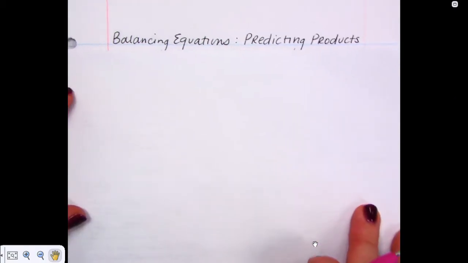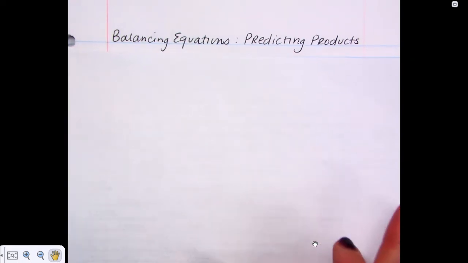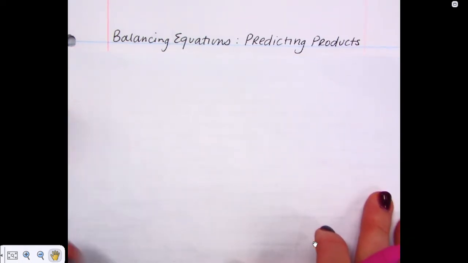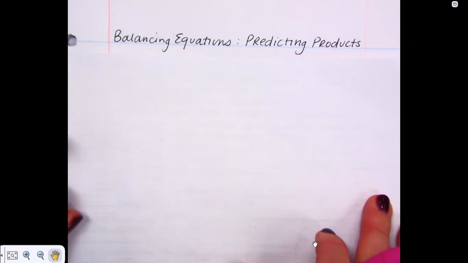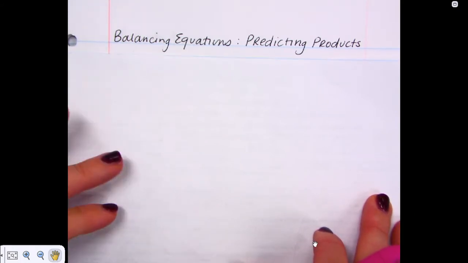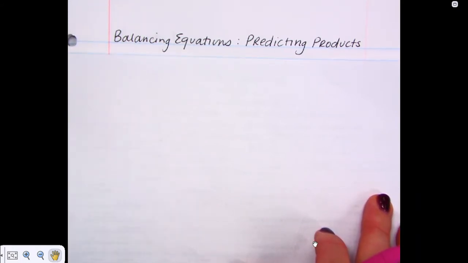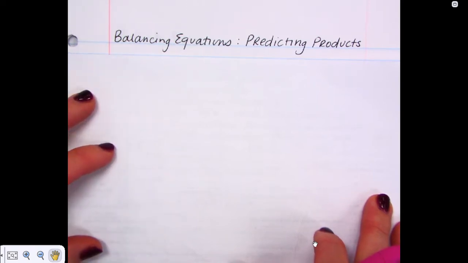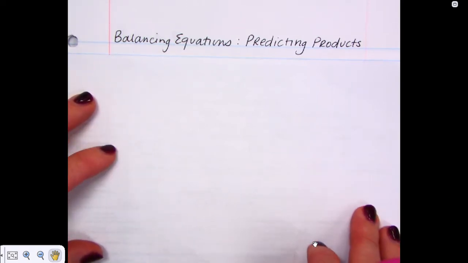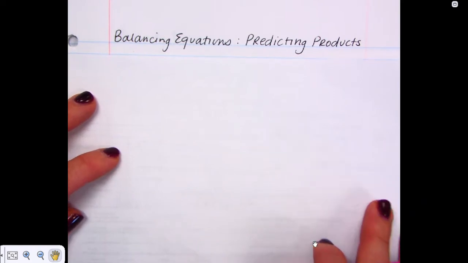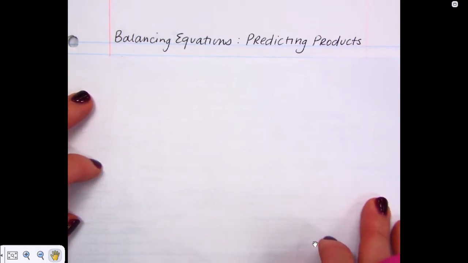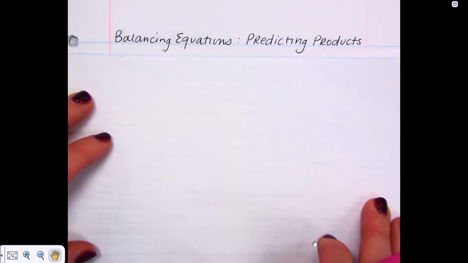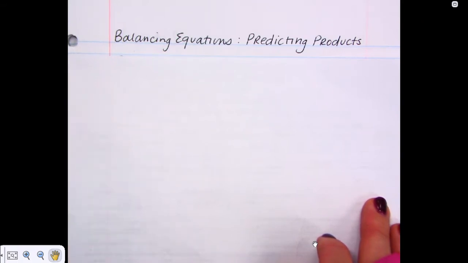Okay, so this is the last of our day one balancing equations videos. This is how to predict products. Predicting products becomes necessary when you are only given reactants, and you have to predict the products. We already know all of our ionic charges, whether they are from our representative elements, our transition metals, or our polyatomic ions. If you can identify what the charges are, you should be able to figure out what your new products are going to be based on what the things are starting off as.